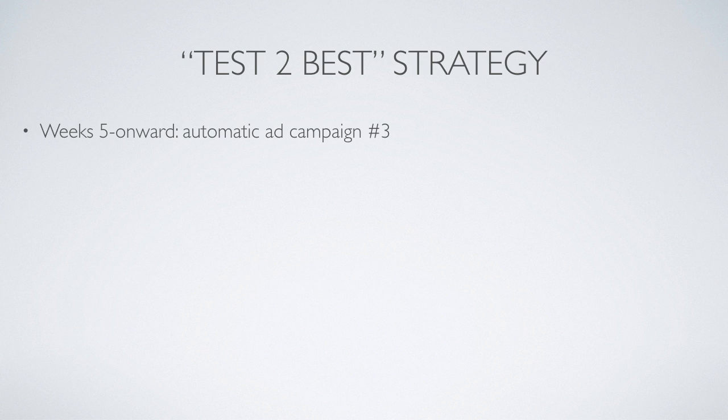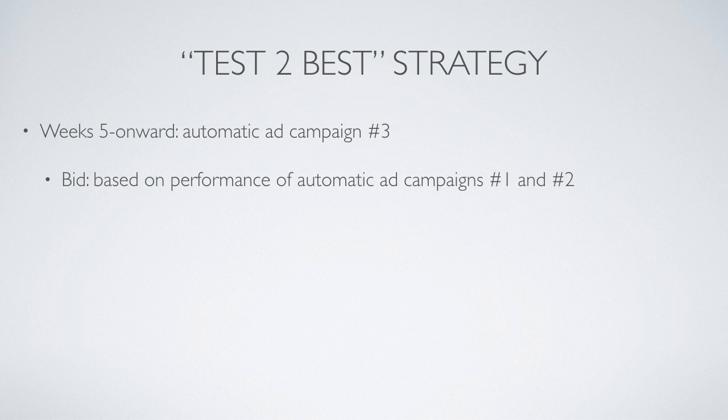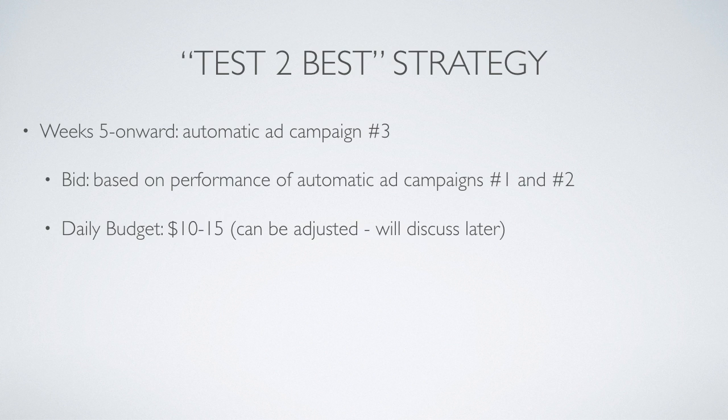Then once those 4 weeks are done, weeks 5 and onward, we're going to do a third automatic ad campaign, which we'll call automatic ad campaign number 3. And what we'll bid and what our daily budget will be essentially will be based on the performance of our automatic ad campaigns, right? So the ones we set up during the first 4 weeks, ad campaigns numbers 1 and 2, based on the data that we get from those ad campaigns, we're going to bid, right?